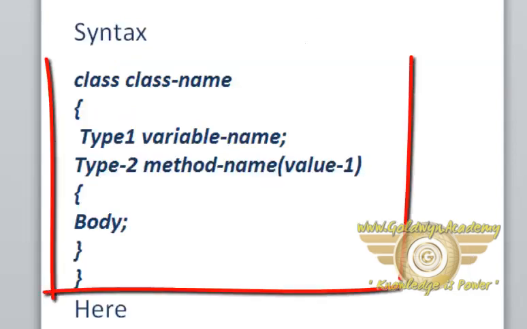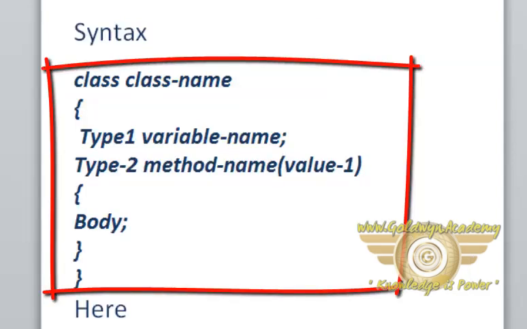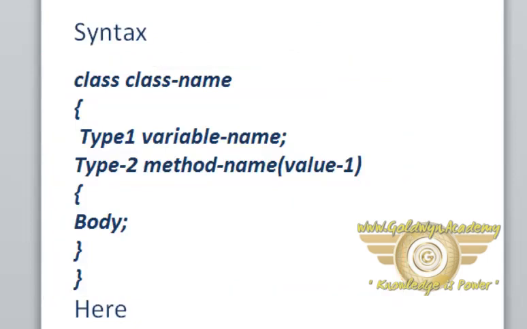Let's take a look at the syntax of a class. Here, class is a keyword. Class name is the name of the class. Type 1 is the data type of the variable. Type 2 is the data type of the method. Here, value 1 is the value which you should pass while calling this method from the object. Body is the piece of code which is used to perform any specific task.